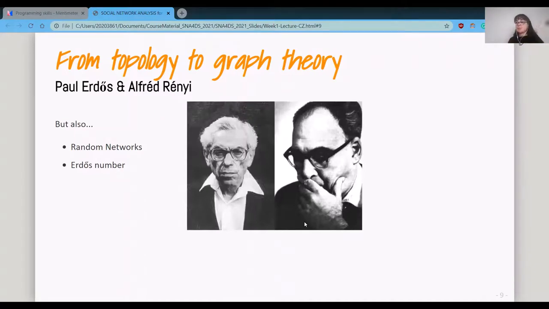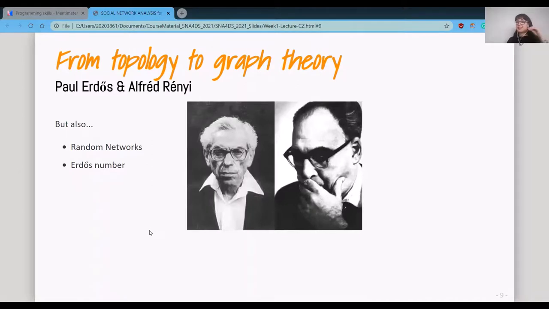And here, the Erdős number is something quite funny that is an important concept in network analysis. So this is Erdős, the guy on the left-hand side. He was a particular person, and he didn't have a proper home, but he used to have a lot of friends and used to live with a lot of them for one month or two months or something. Since he was an academic, this was a very productive strategy because he had a lot of collaborators and they published a lot of papers together.